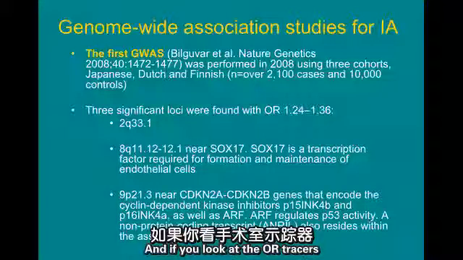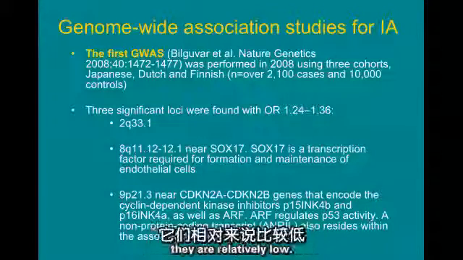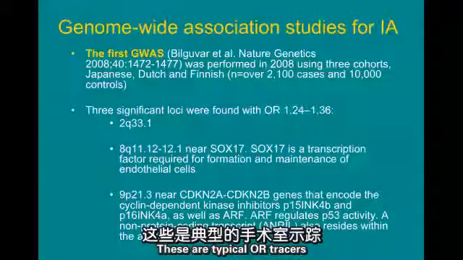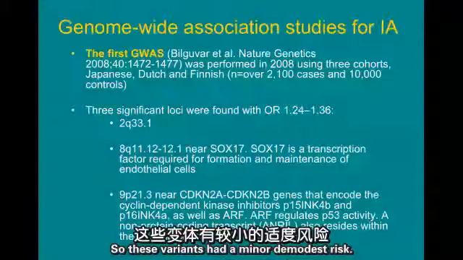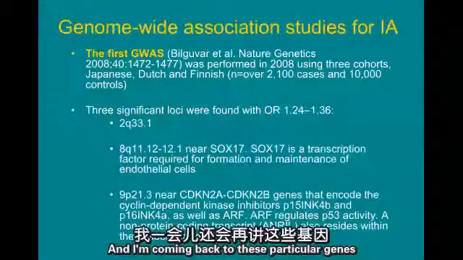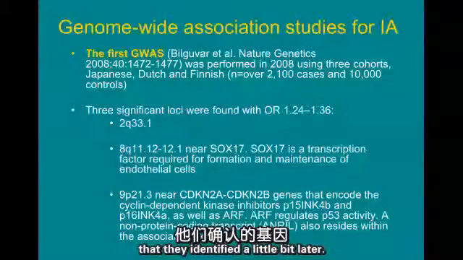And if you look at the odds ratios, they were relatively low. These are typical odds ratios for genome-wide association studies. So these variants had a minor to modest risk. And I'm coming back to these particular genes that they identified a little bit later.